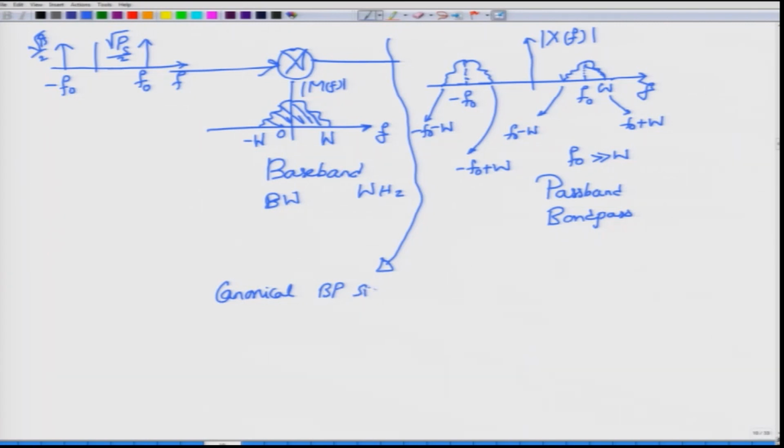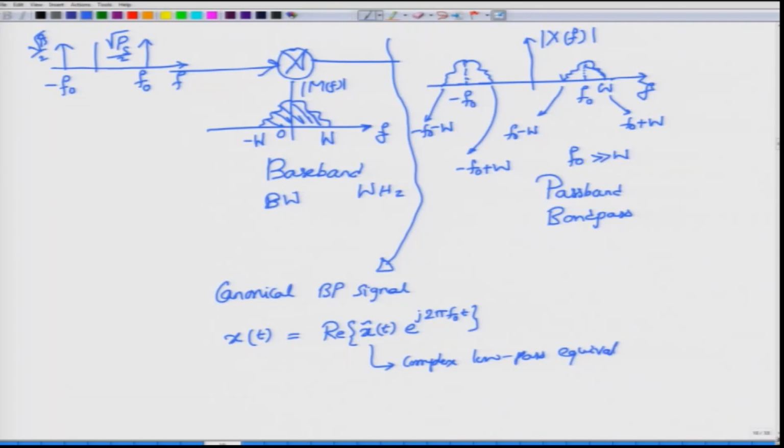So, canonical representation means that any band pass signal whose carrier frequency f0 is greater than 0, and usually much greater than 0, can actually be written as x of t equals the real part of x tilde of t e to the power j 2 pi f0 t, where this x tilde of t is called the complex low pass equivalent signal. This is the complex low pass equivalent of the band pass signal.